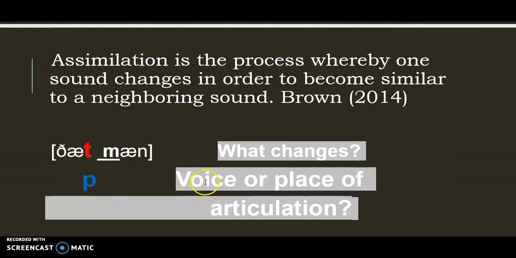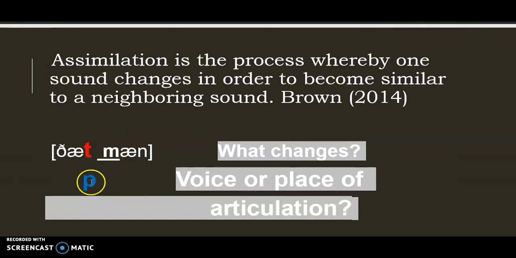Is it the voice or the place of articulation? T is voiced or voiceless? T is voiceless, and the one that takes its place is voiceless. So it's not a change of voice, right? But let's focus on the place of articulation. T is alveolar and P is bilabial. So this is a case of assimilation of place.